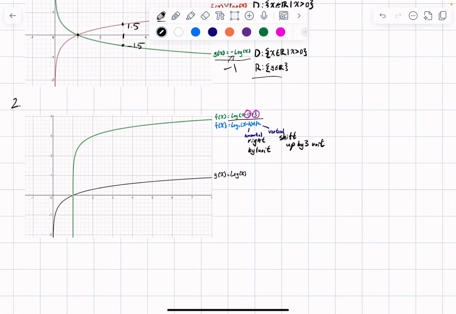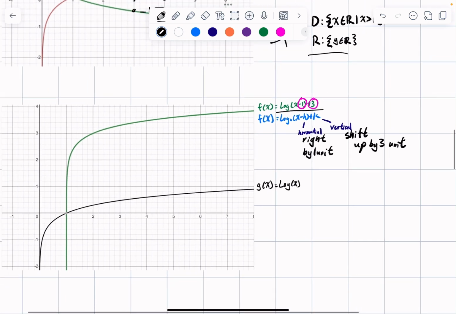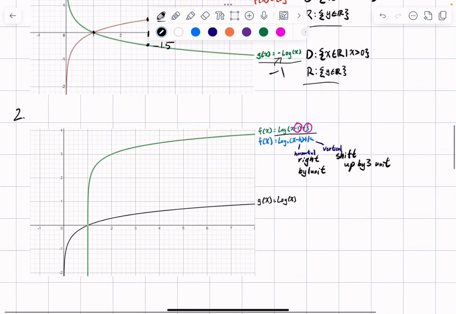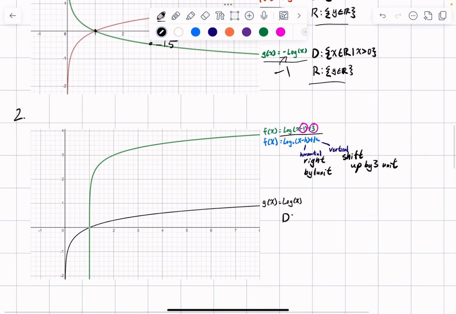So as you can see, looking at the graph, the domain of the original function is still x equal to the real numbers, but x must be bigger than 0. The range is y equal to the real numbers.